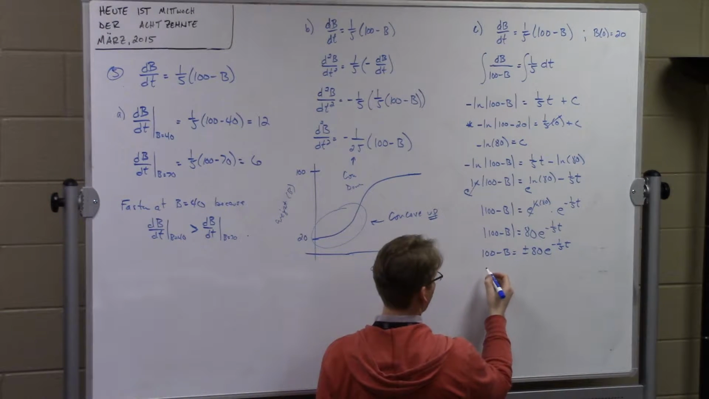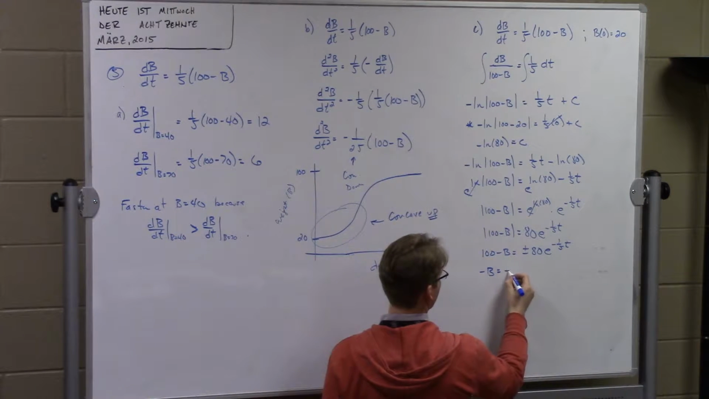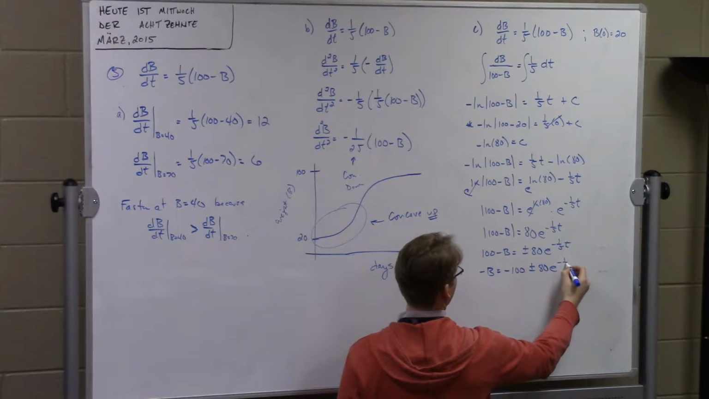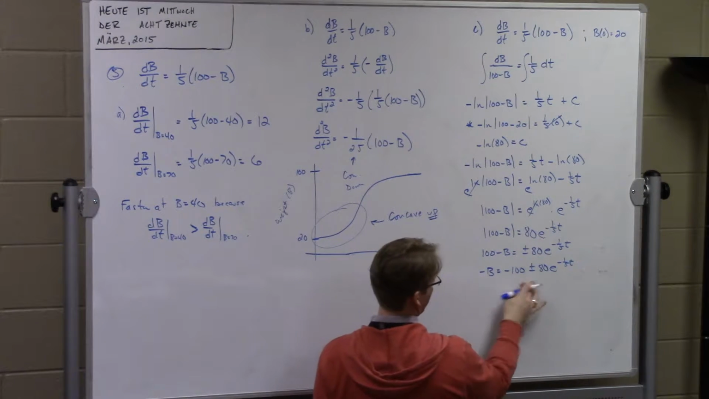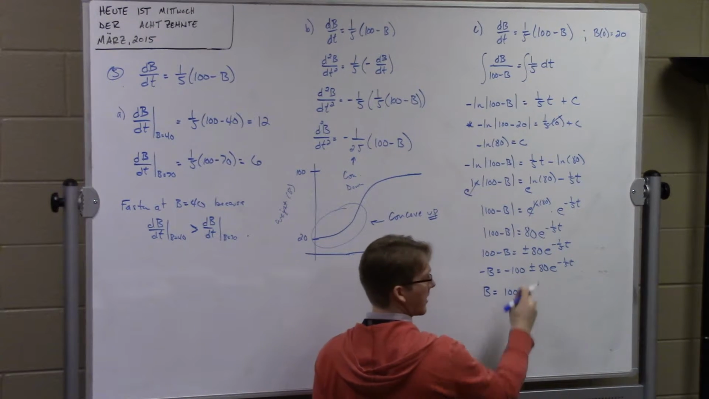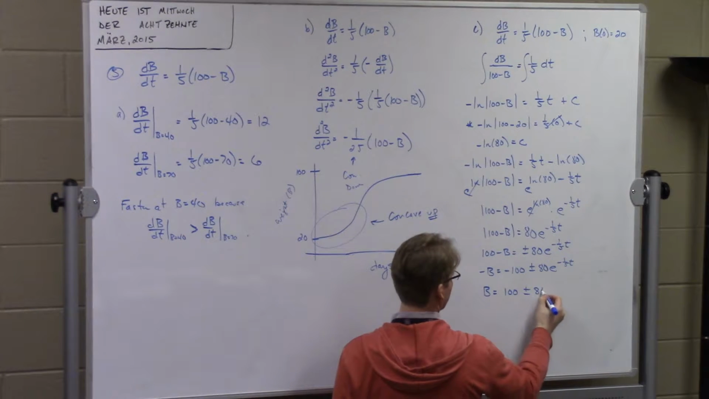Bring over the 100. Negative b is equal to negative 100 plus or minus 80 e to the negative 1/5 t. Then bring the negative over. So this becomes a positive 100, and if you take plus minus and make it minus plus, it's still plus minus.